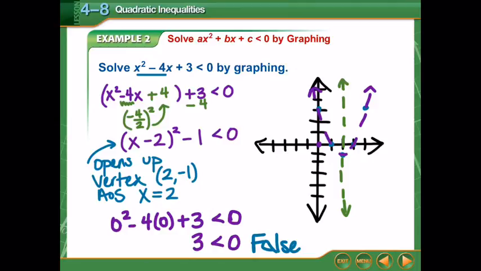If it was true, I would shade where the point is on the 0, 0 or outside the parabola. Since this is false, I'm going to shade on the inside of the parabola. So anything inside the parabola and up to the dotted line, my yellow kind of went outside a little bit, but anything up to the dotted line and inside the parabola would be a solution to this inequality.